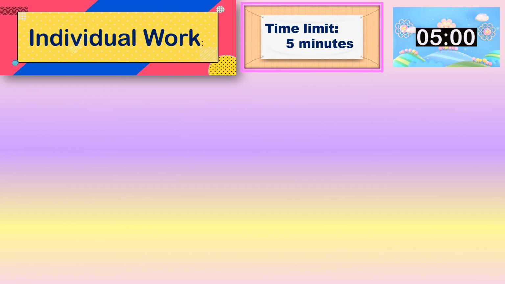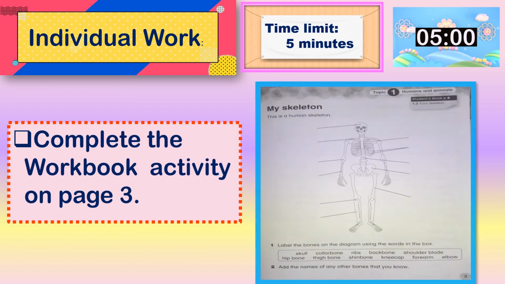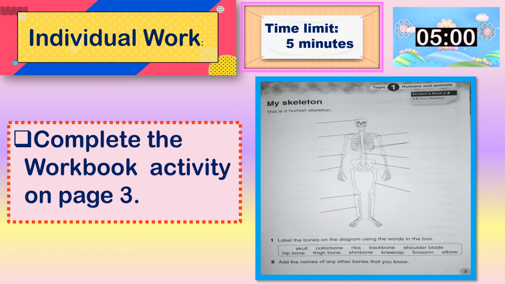For another activity, you will have individual work. Complete the workbook activity on page 3. What are you going to do? You're going to label the bones on the diagram using the words in the box. You're going to label the skull, hip bone, collarbone, thigh bone, ribs, shin bone, backbone, kneecap, shoulder blade, forearm, and the elbow. For number 2, add the names of any other bones that you know. You have 5 minutes to do this individual work.